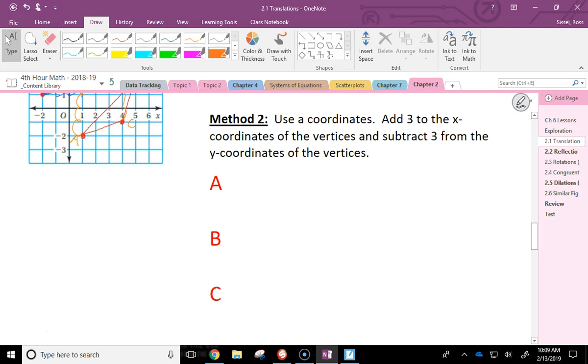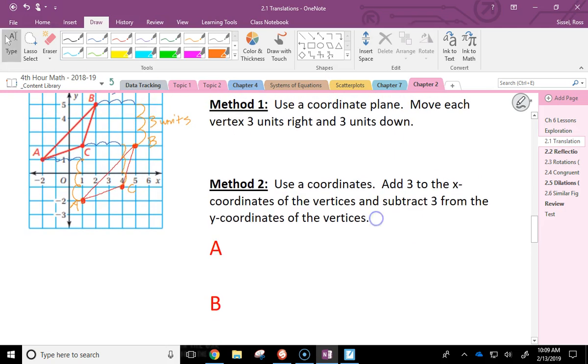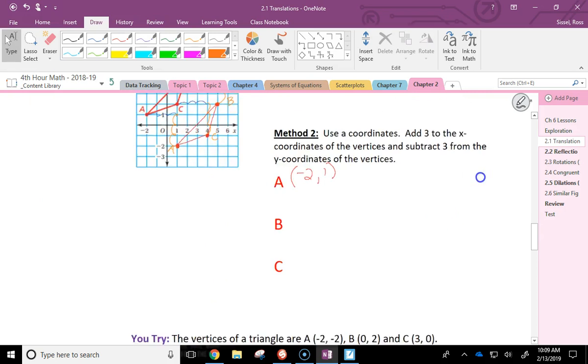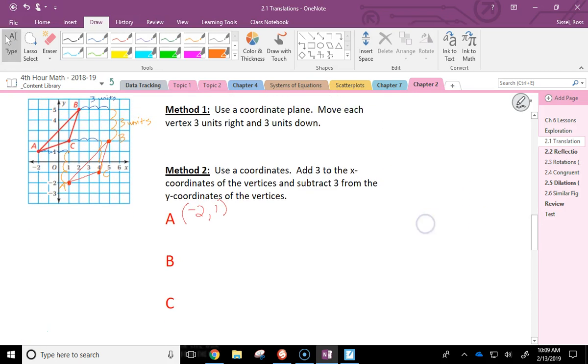The way we do this is on A, I write down what its coordinate points were. A is at -2, 1. B is at 2, 5. C is at 1, 2. The way we do this is if they tell us to move left or right, which coordinate is that affecting? My X or my Y?